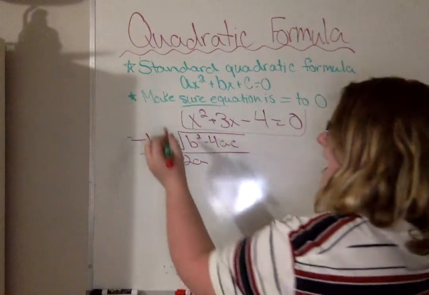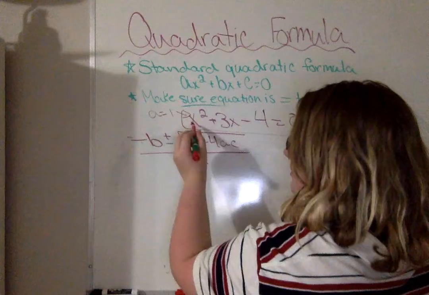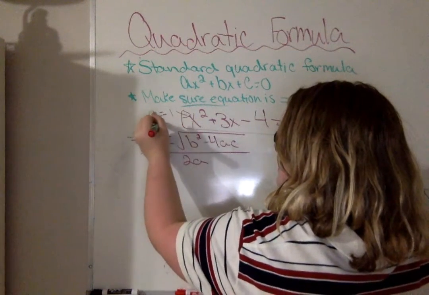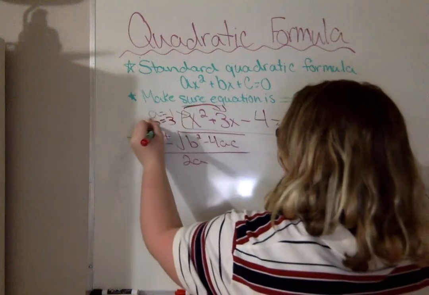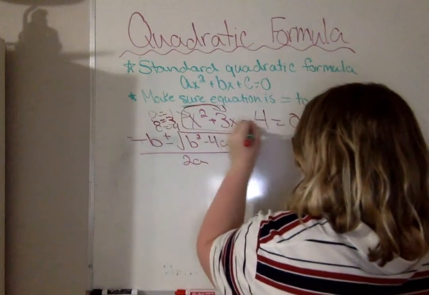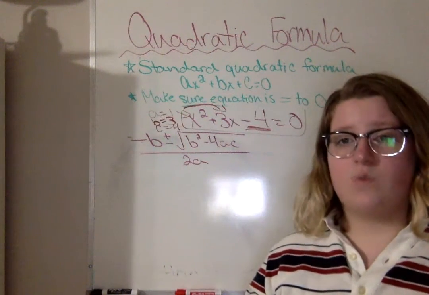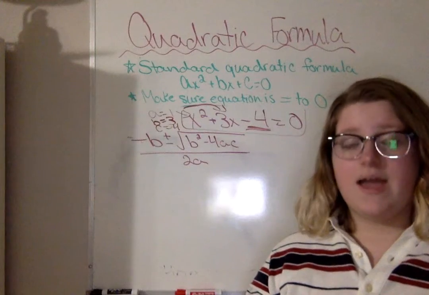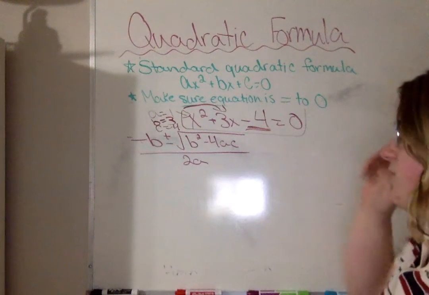Now, a equals 1, and that's right here. b equals 3, and that's right here. And c equals -4, and that is right here. So, now that we know that a equals 1, b equals 3, and c equals -4, all we need to do is plug them into this equation.